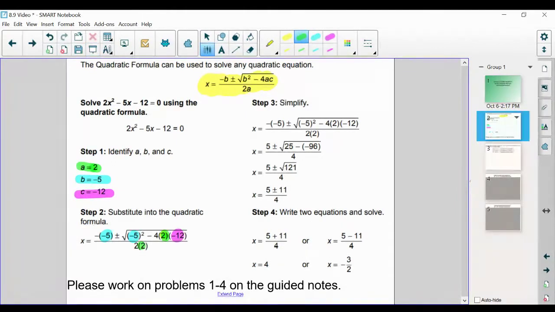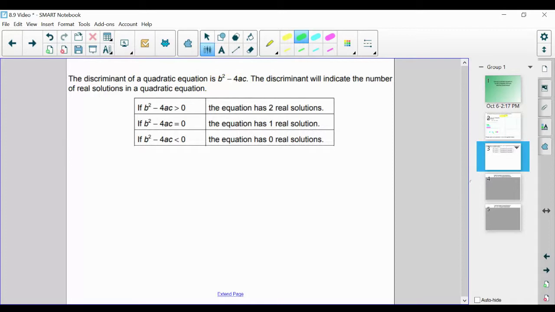All right, kiddos, with this in mind, please work on problems 1 through 4 on the guided notes and resume when you're ready to talk about the discriminant. So the discriminant of a quadratic equation is b squared minus 4ac. So just to show you where it is within the actual quadratic formula, let me rewrite it for you.